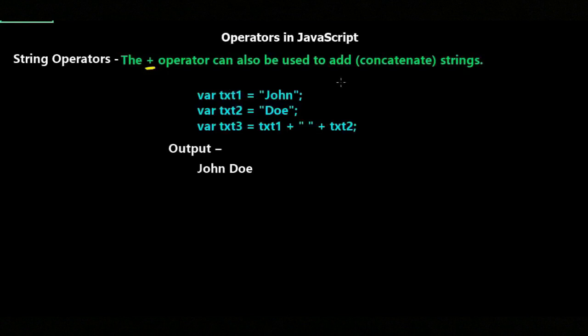So just as the plus operator is used to add two numeric values, we can concatenate two text values using the plus operator. For example, you can see var text1, var text2, and we are using text1 plus a little bit of space in between and plus text2. This is the output, John Doe, which comes from two different variables concatenated in text3.